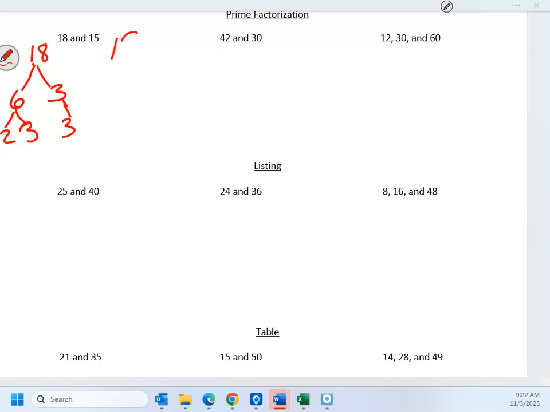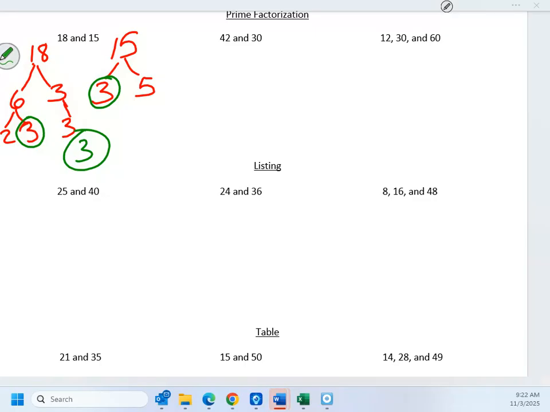Now I need to break down my 15. What are 2 factors of 15? 3 and 5. Can I break those down anymore? No, I cannot. So now I look between my 18 and my 15. What are numbers that they share? I see a 3 here and a 3 here. Do they share any other factors? No. So the only factor they shared was a 3, so my greatest common factor is 3.